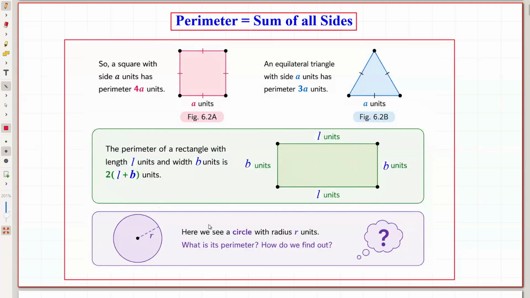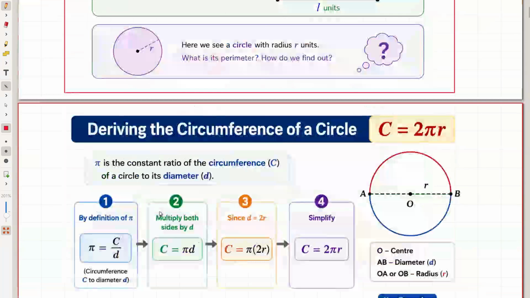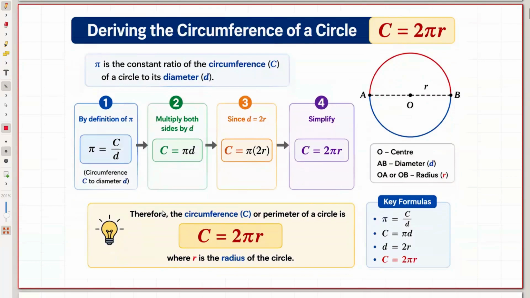Now, what about the circle? For circles, we say perimeter of the circle, or we use circumference of the circle. Both are the same. Perimeter and circumference of the circle are the same. Deriving the circumference of a circle: the circumference formula is 2 pi r.